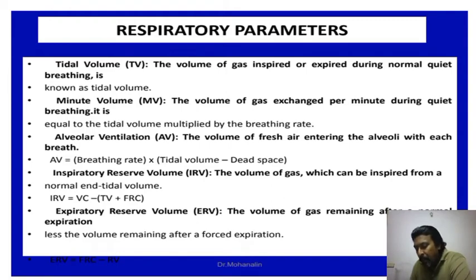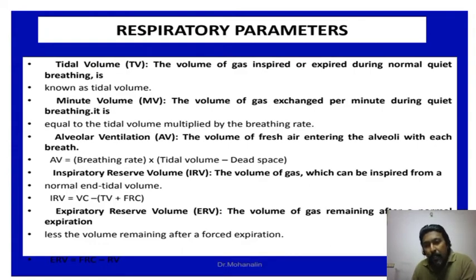And the second important definition is the minute volume. The volume of the gas exchanged per minute during quiet breathing is called the minute volume. Otherwise, it can also be called the tidal volume multiplied by the breathing rate. Tidal volume we have just now discussed.